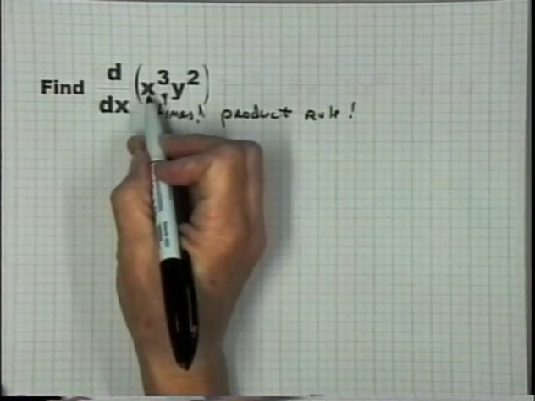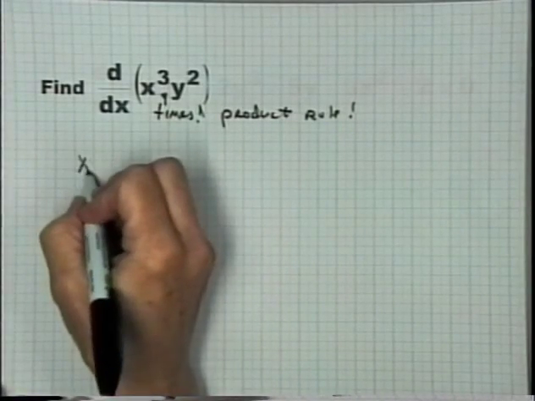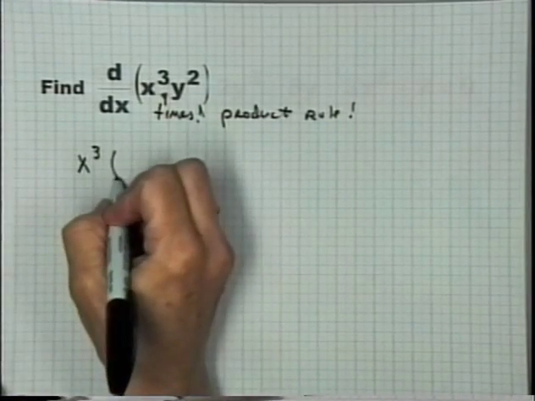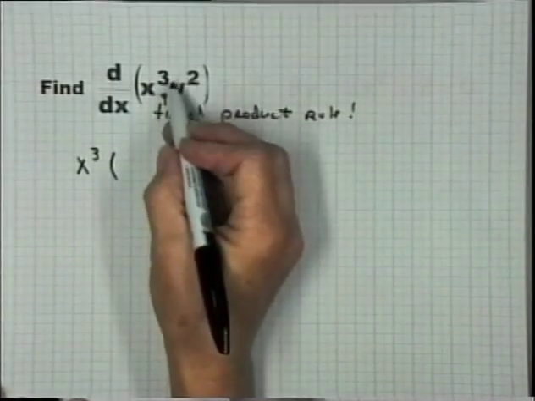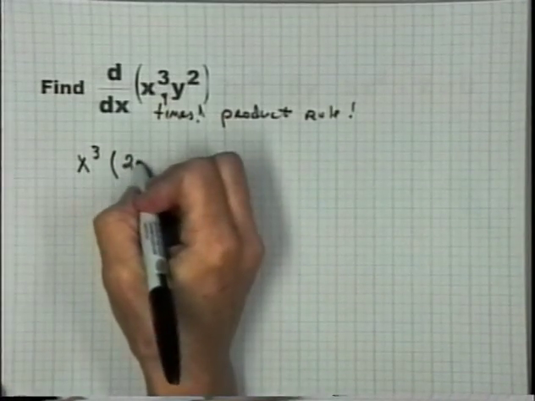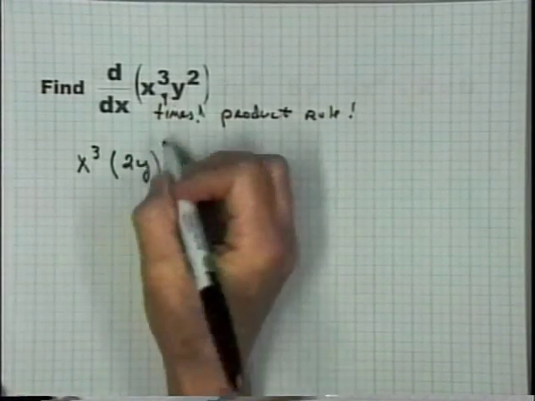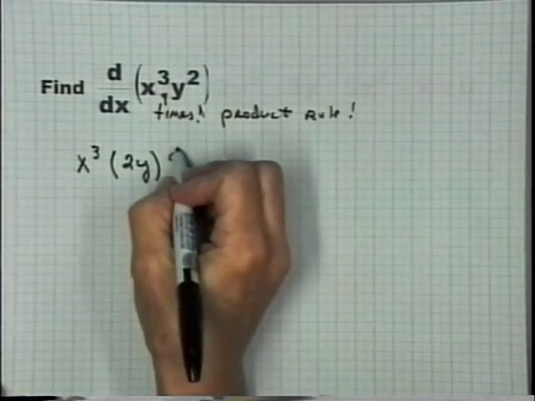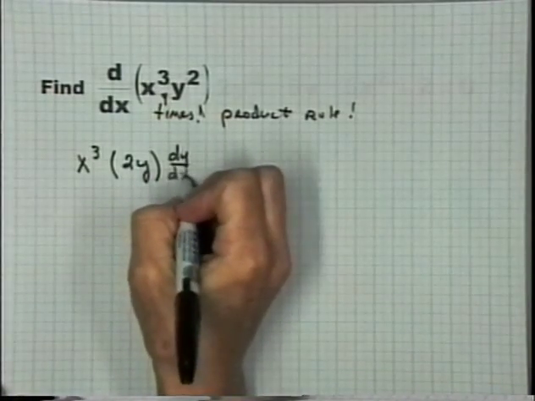Okay, so let's start. Product rule says first function, x cubed, times the derivative of the second function. Now this is a power, so 2y, chain rule, the derivative of this is dy dx.